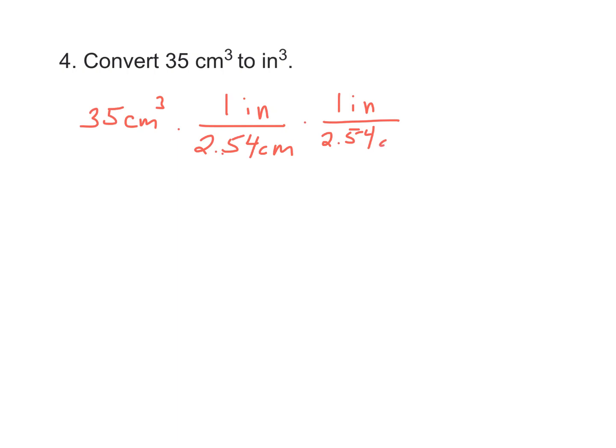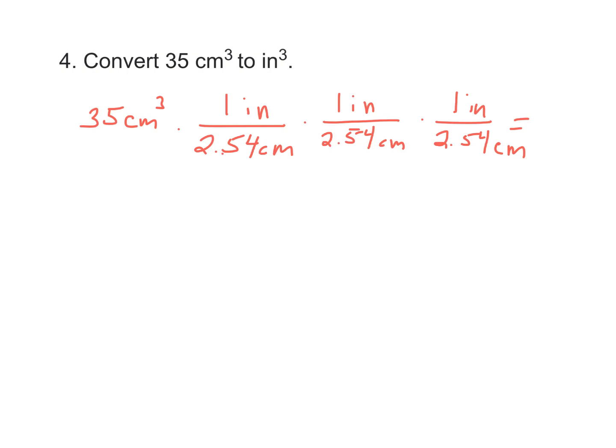2.54 centimeters. Okay, and then once again, do it 3 times. In other words, you're going to divide by 2.54 3 times. Keeping in mind, if you were converting from square units, like if you're measuring an area, like 35 centimeters squared, you would only do this twice. Which I guess makes sense. Anyway, you're dividing by the cube of 2.54, not just by 2.54.